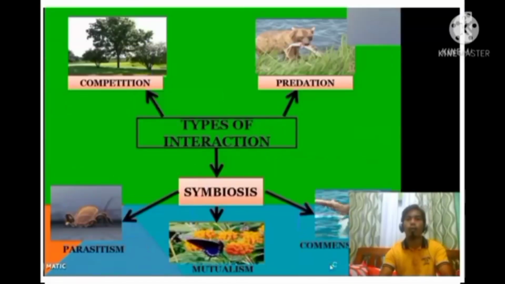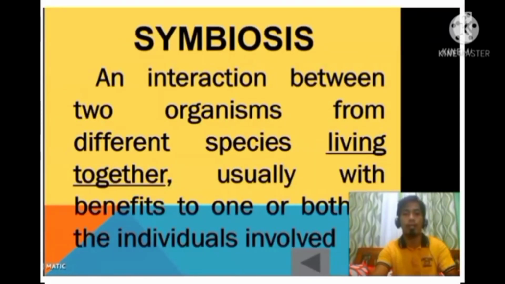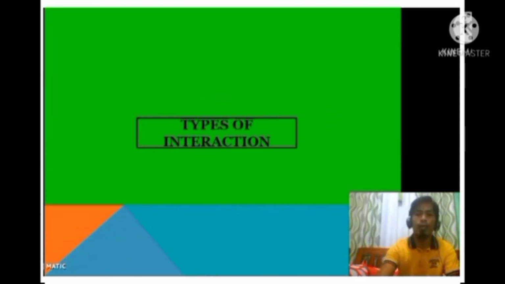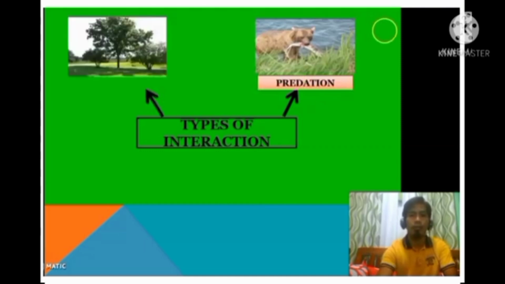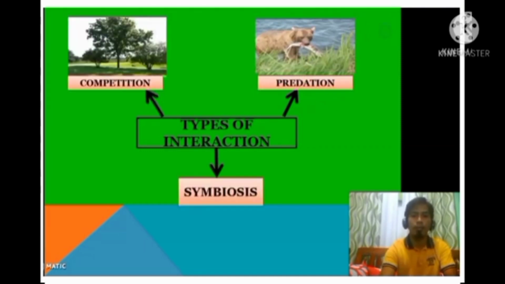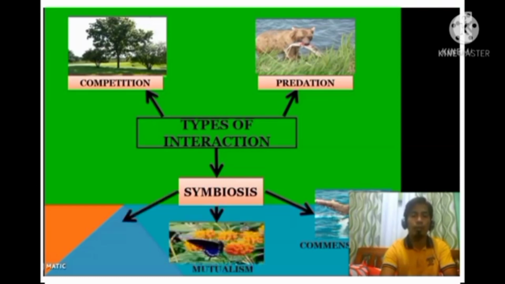So let us go back to the different types of interaction that we have discussed. The three major types of ecological relationships. These are the predation, competition, symbiosis. And symbiosis is subdivided into three types: commensalism, mutualism, and parasitism.